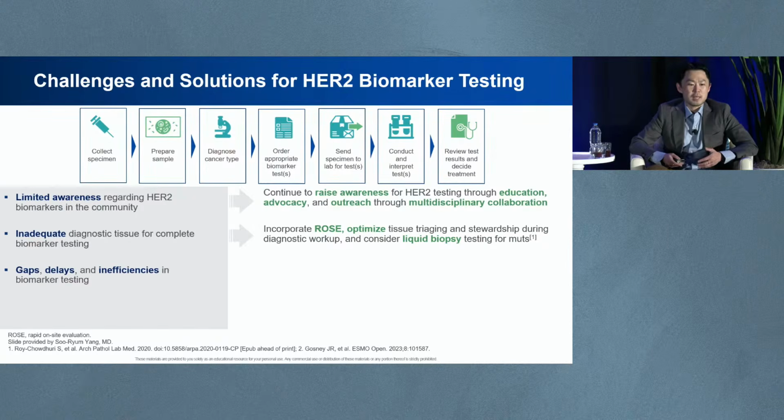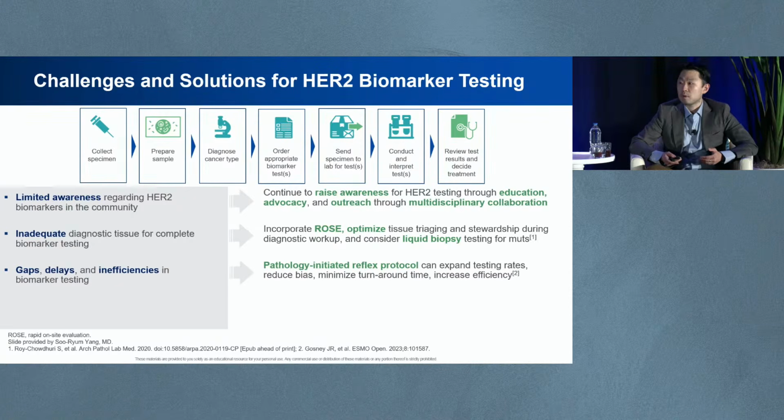And there still is going to be a lot of gaps, delays, and inefficiencies in biomarker testing in HER2, but also in other types of actionable biomarkers. And so I really do believe that a pathology-initiated reflex protocol can address a lot of these problems because I think it can expand the testing rates, right? We can reduce the bias in terms of testing because we're going to test everybody. And I think it also helps to minimize turnaround time and increase the overall efficiency of the process when you put the pathologist in charge.